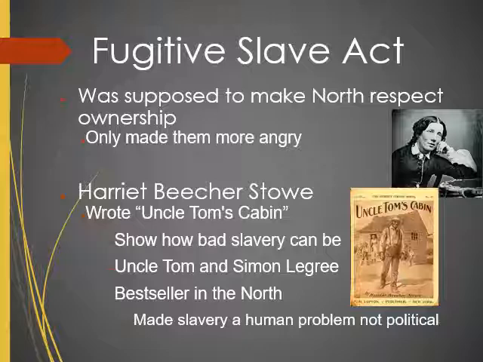Okay, and so I have a quick excerpt from it that I can read. But remember, Tom is the slave and Simon Legree is the master, and this is the point in the book where Tom actually dies. So what happened is, here's the quote.